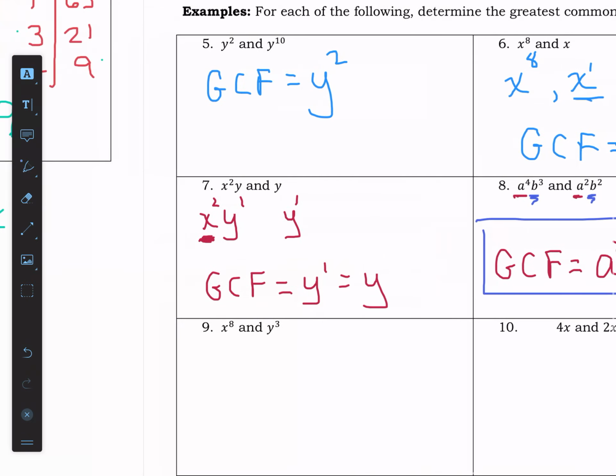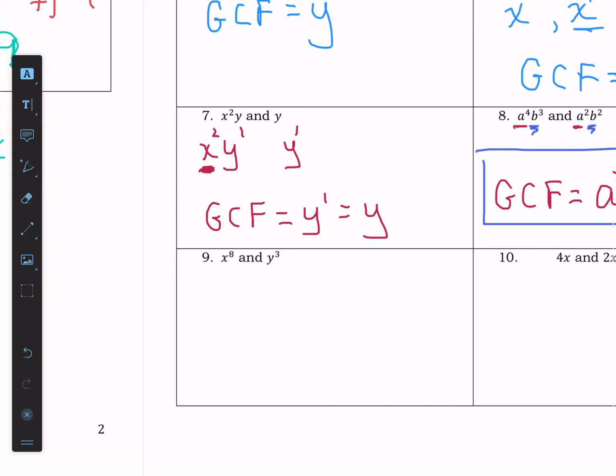Okay? All right, now let's look at number 9. So now number 9, we have x to the 8th and y cubed. So now these are totally different variables. They don't have anything in common. They're completely different.